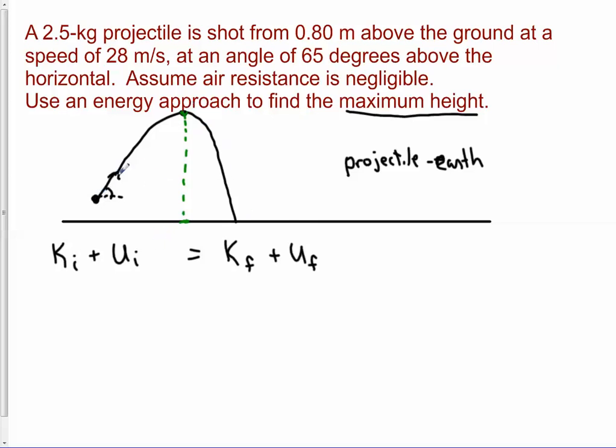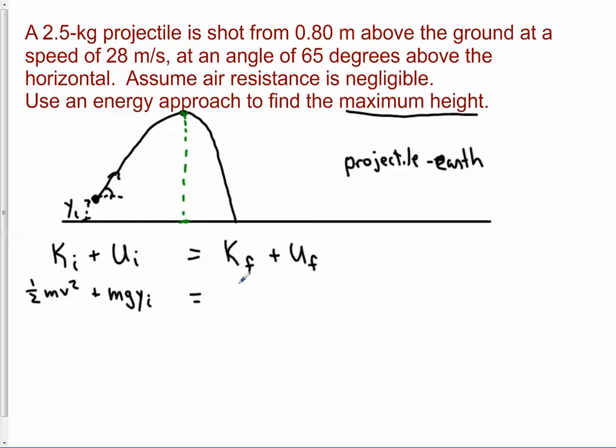Okay, so initial kinetic energy is just 1/2 mv squared. And this kinetic energy is not directional, it's not a vector, so we just put in the whole 28 meters per second. That's how much speed the object has, and for the purposes of figuring out Ki, it doesn't matter which direction it's going. It will also have some potential energy, because it does have an initial height, right? So it'll be mg yi, 0.80 meters above the ground will be the yi.